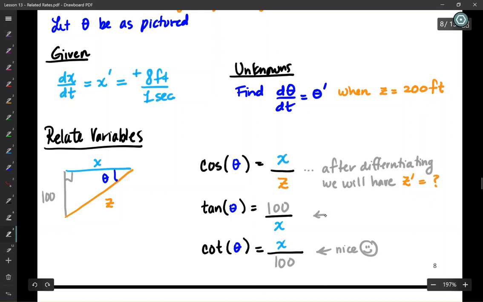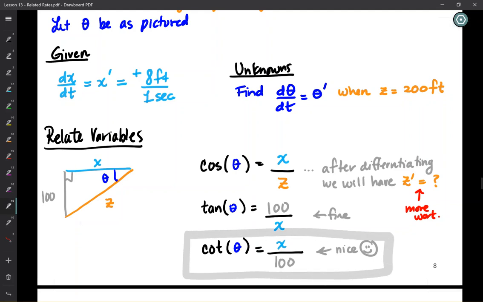This is fine. And this is fine too, but this is going to be a lot more work when I take the derivative of both sides with respect to time. Not just because of the quotient rule right here, right? It's really because that z prime is going to show up in the quotient rule and I've got to go find that. So this is the relation that I'm going to go ahead and work with.